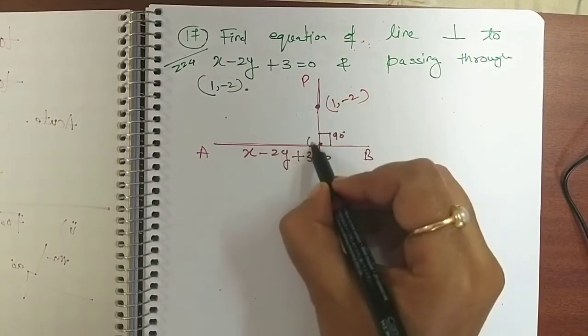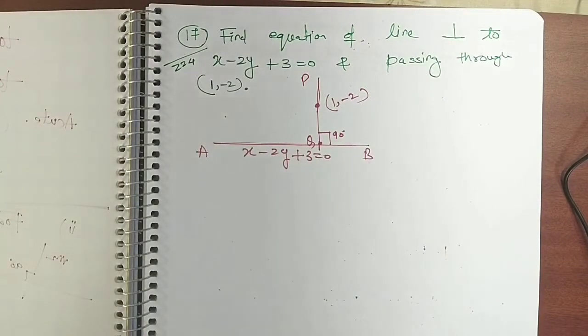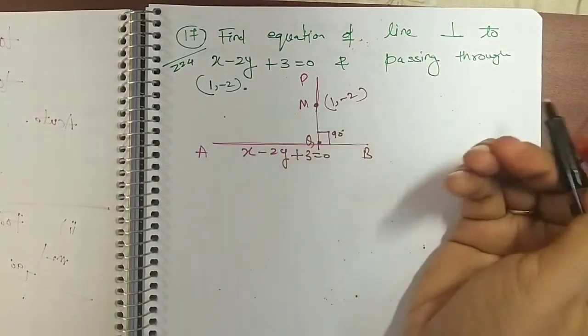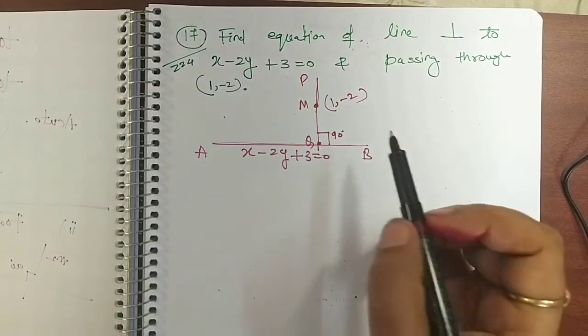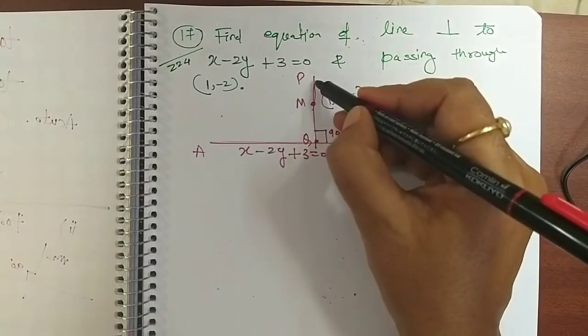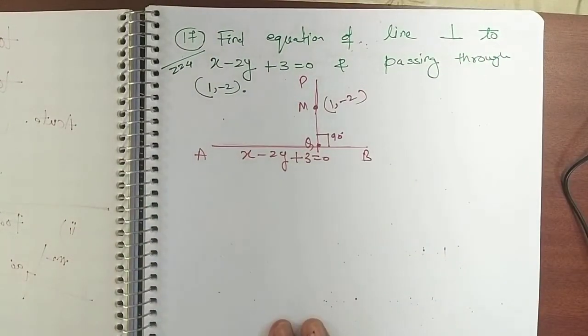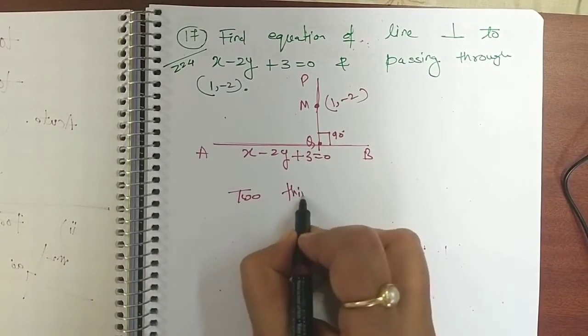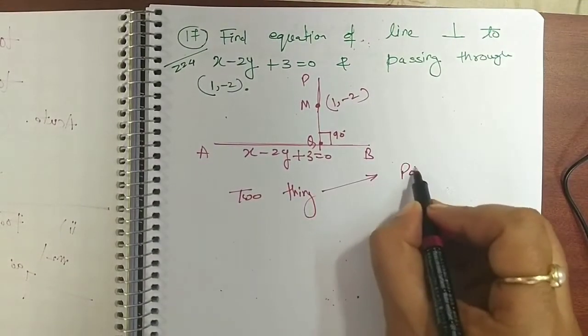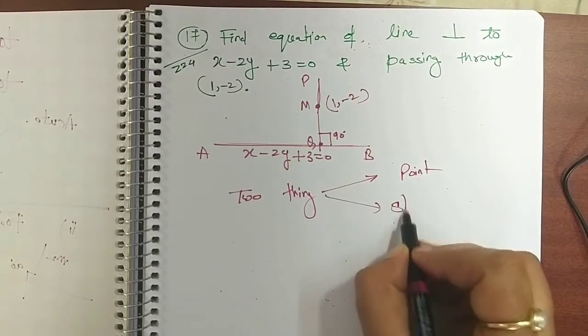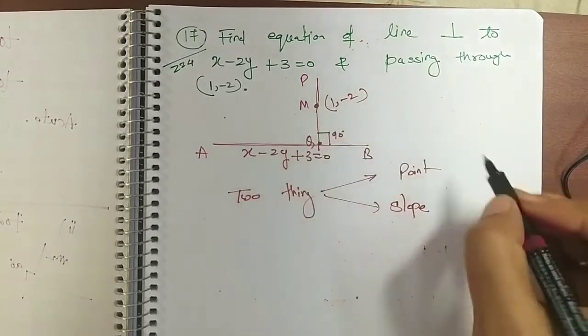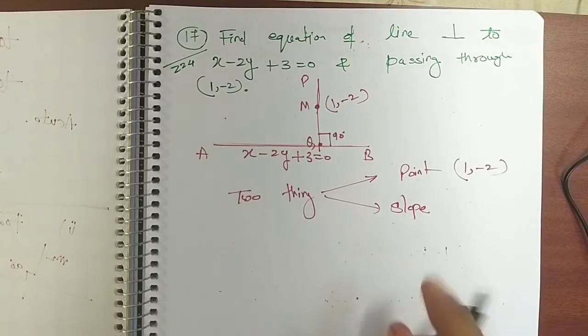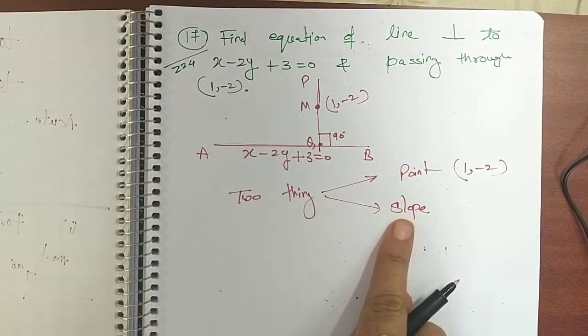Say this is the PQ line, and this is point M which is given. For any equation of a line we usually need two things. First, we need a point, and second, we need a slope. The point is given, guys, 1 comma minus 2. Slope we need to extract.